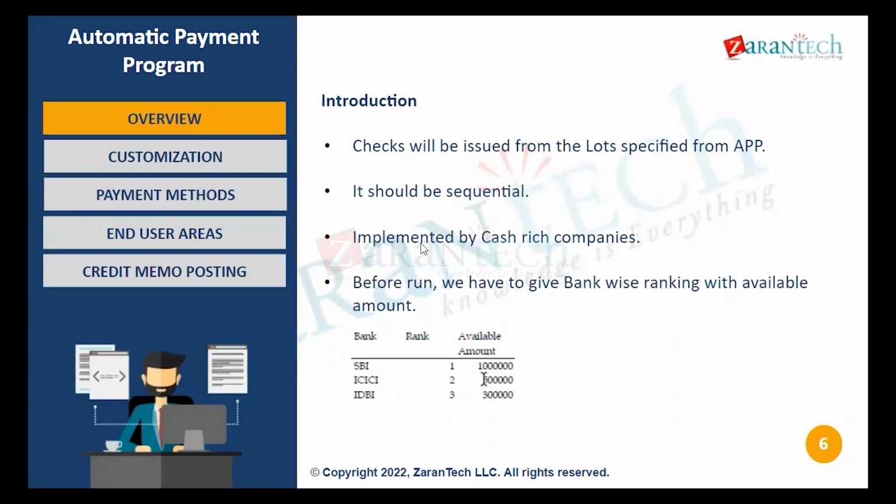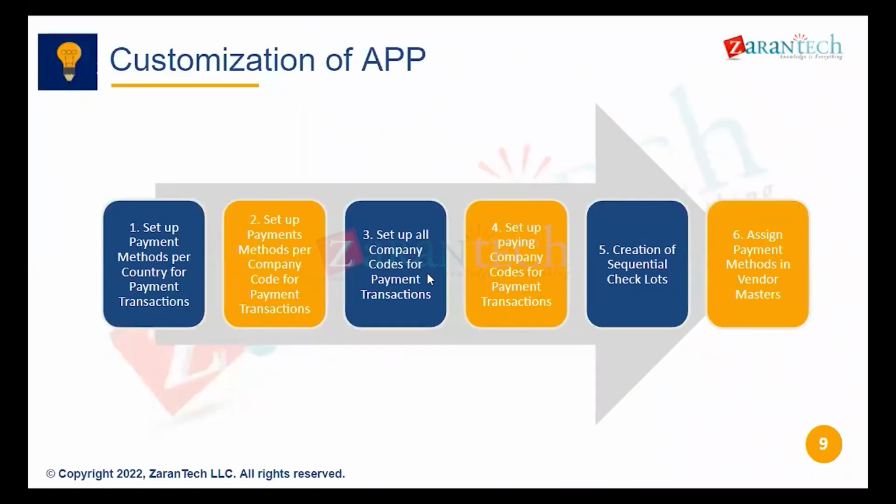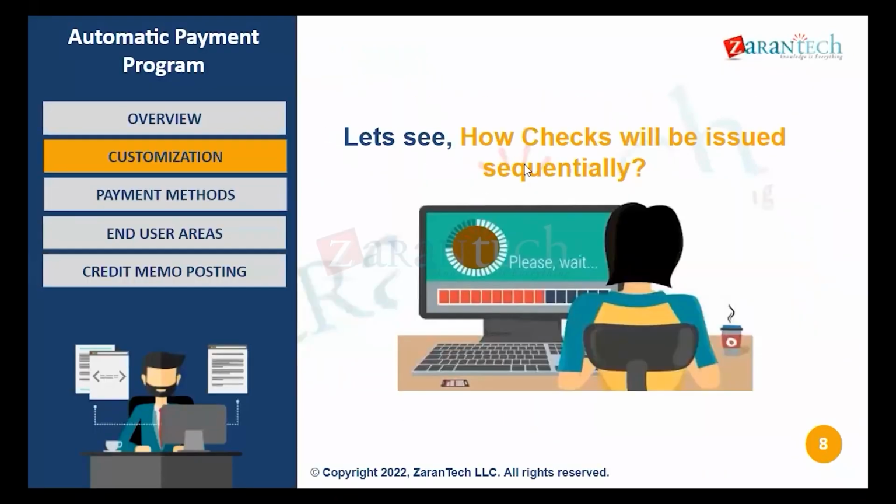This is a part of customization. We will discuss this part of customization, and I will show you a live example. How does a check get issued sequentially? It's not continuation, we don't have continuation. I'm so sorry. It will issue sequentially when you select the sequential button in the check lot while creating the check lot. It will go automatically.